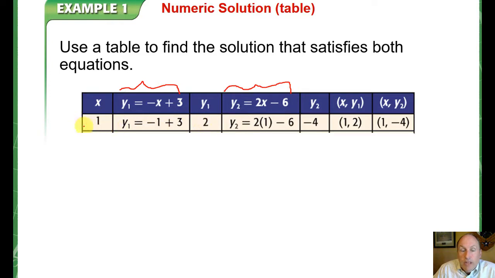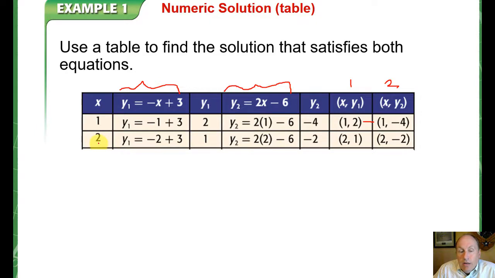So the first point is 1 comma 2 with this line. Well, if we put the same value of x equals 1 into the second line, we get y2 equals 2 times 1, substituting a 1 for x, minus 6, which is negative 4. So the first line, we get the point 1 comma 2. The second line, we get the point 1 comma negative 4. These are not the same, so we've got to keep going.